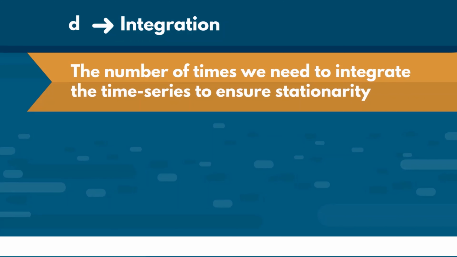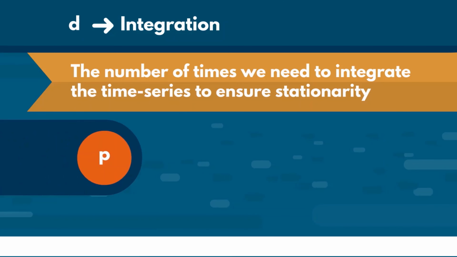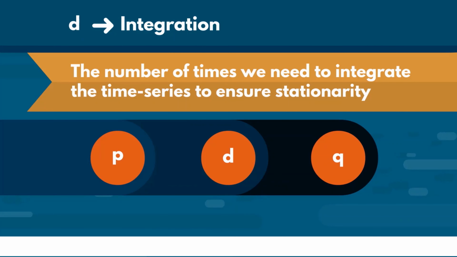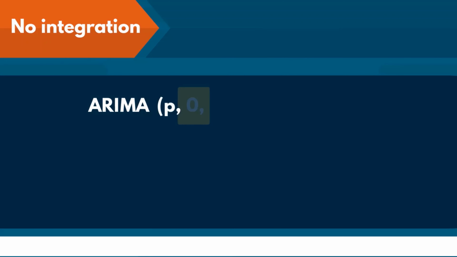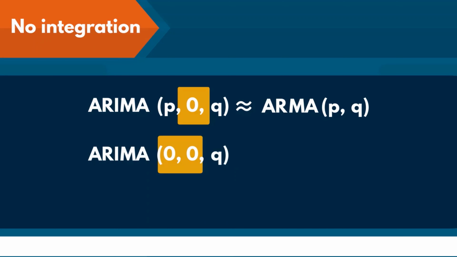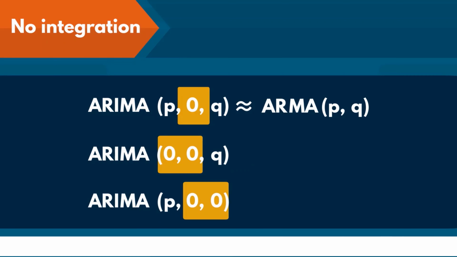Convention dictates that we always enter the three orders in the same way: P first, then D, and finally Q. Of course, that's because P represents the AR components, D the integrated ones, and Q the MA ones. Any model of the sort ARIMA(P,0,Q) is equivalent to an ARMA(P,Q) model, since we are not including any degree of changes. Of course, an ARIMA(0,0,Q) and an ARIMA(P,0,0) would also be the same as an MA(Q) and an AR(P), respectively.